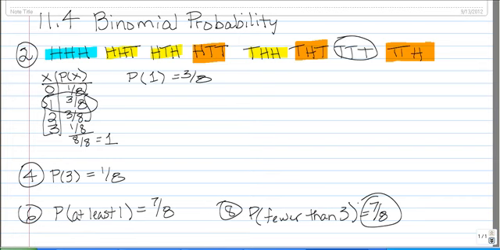Okay, binomial probability applied to tossing coins. So we're still working with coins on this next page. And it says use the pattern noted in exercises 10 and 11 to find probabilities of each number of heads when 7 fair coins are tossed. So basically what we're going to do is use our binomial probability formula. So let's take a look at that since we didn't do 10 and 11.